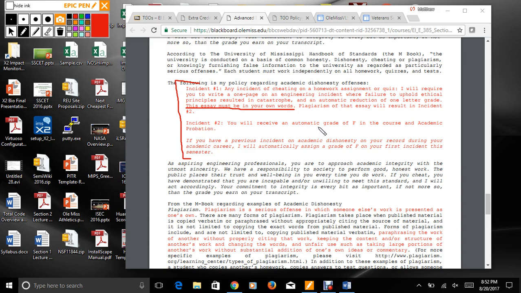That has happened before, and that led to incident 2. Plagiarism on that essay will result in incident 2. Incident 2, you will receive an automatic grade of F in the course and academic probation. If you have a previous incident of academic dishonesty on your record during your academic career, I will automatically assign a grade of F on your first incident this semester, meaning that if you are in the system having an incident already, you will go straight to incident number 2, and we're just going to give you an F.